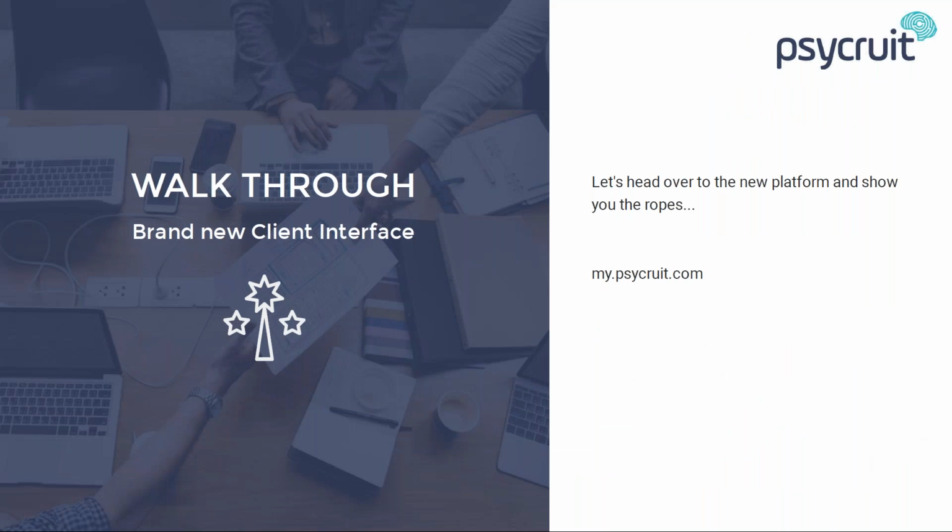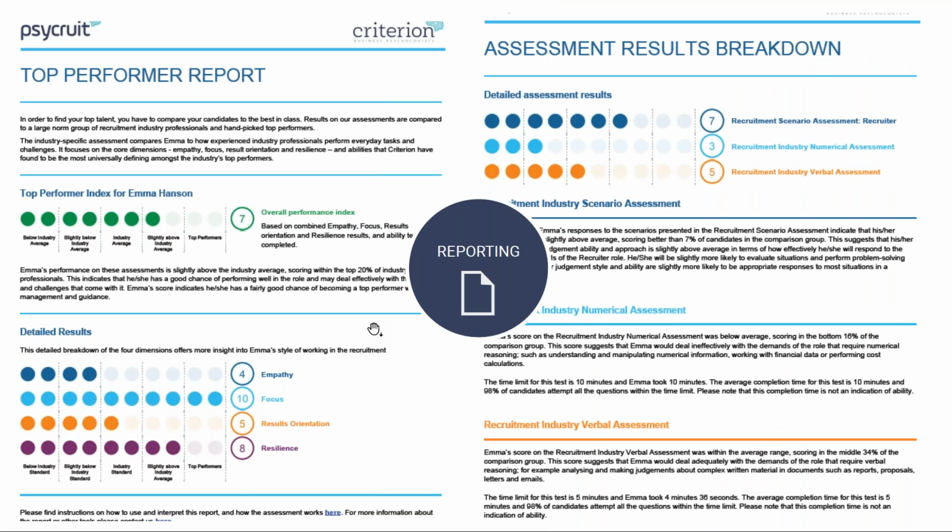So we've looked at what the tests are, we've looked at the platform from which you administer them, and this is the output. So it's a really short report, it's just 2 pages, and in here you can see immediately the overall performance index, so that takes into account all 3 of those assessment tools. And then below here you can see the breakdown in terms of the competencies, so empathy, focus, results orientation, and resilience. So you get a score for each of those.